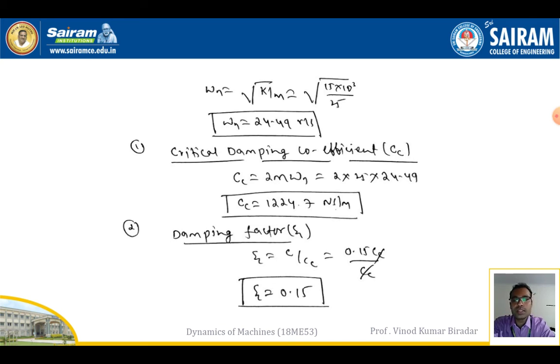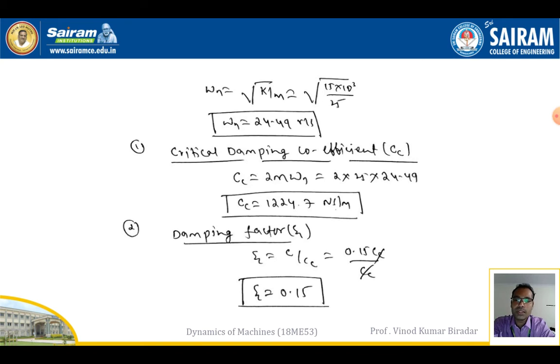The first one is the critical damping coefficient, denoted by Cc. We know the formula: Cc equals 2m omega n. We know the mass, and omega n we also know. Substituting, mass is 25 and omega n is 24.49, which we already calculated, we get Cc equal to 1224.7 newton second per meter.